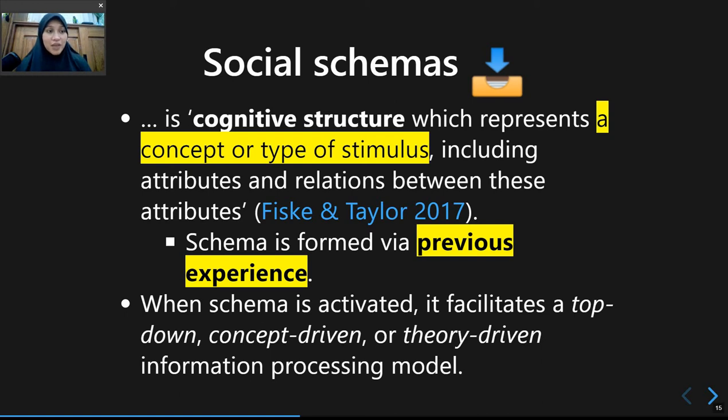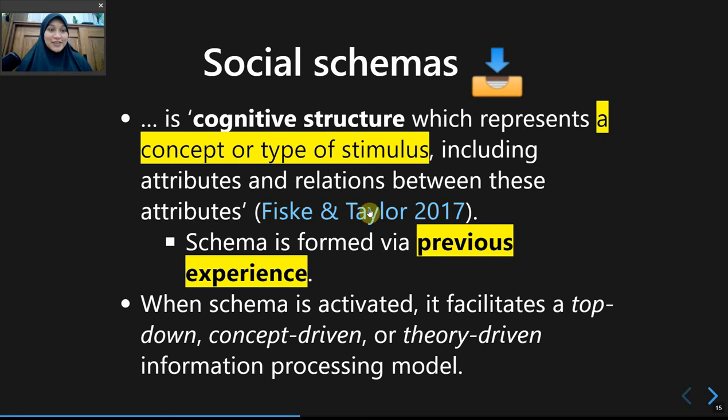So social schema works like that. It gives you the idea of organizing information according to its attributes, and I'm going to talk about it later. Basically, this is a strategy that we implement to make any information that we gather from our environment more organized and understandable.